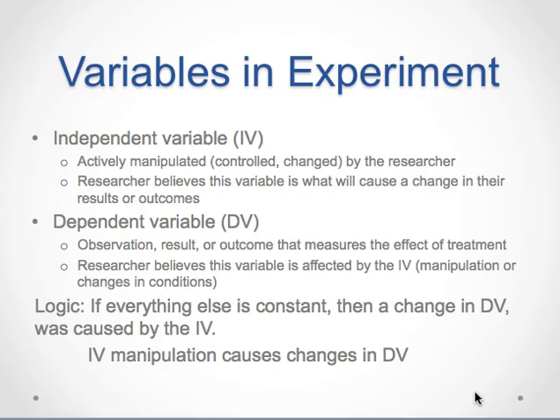The logic of experimental studies is that if everything is held constant, then a change in the dependent variable, test scores in this case, was caused by the manipulation of the independent variable, the increase in room temperature. Or, the independent variable manipulation causes changes in the dependent variable is another way of looking at it.